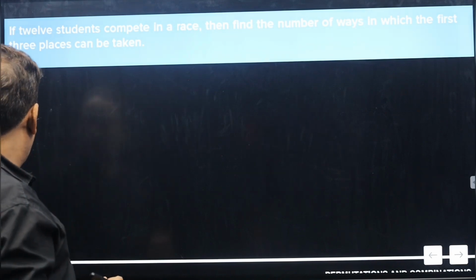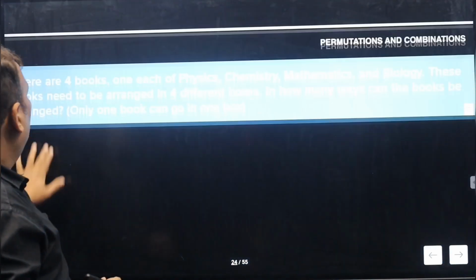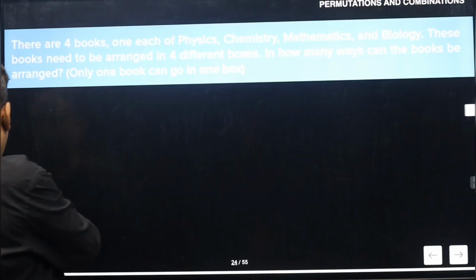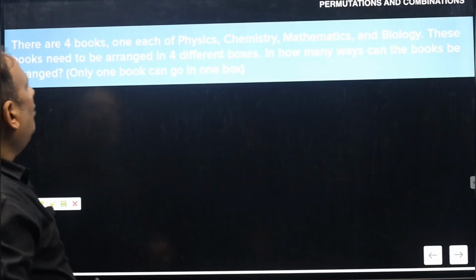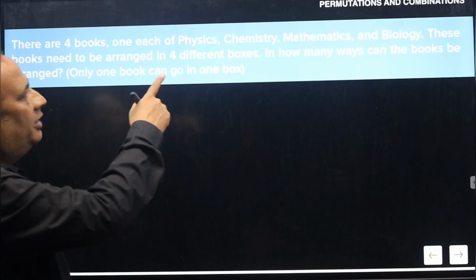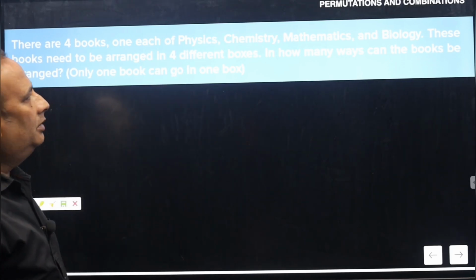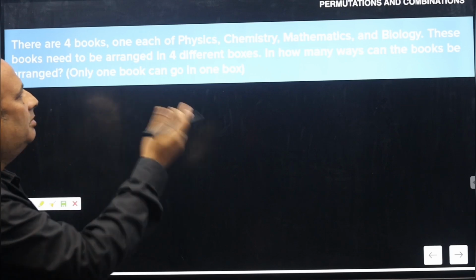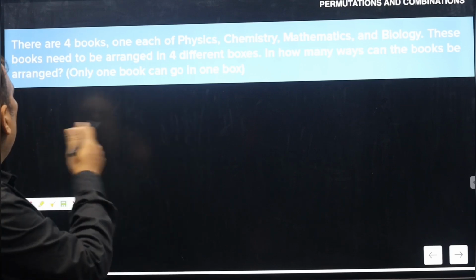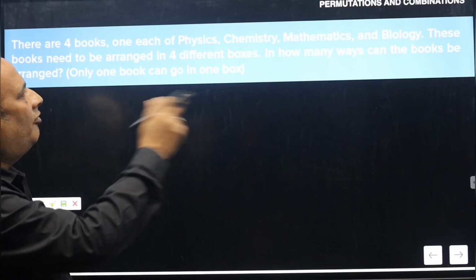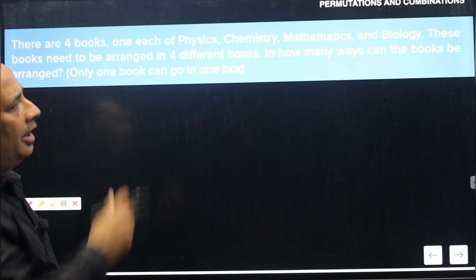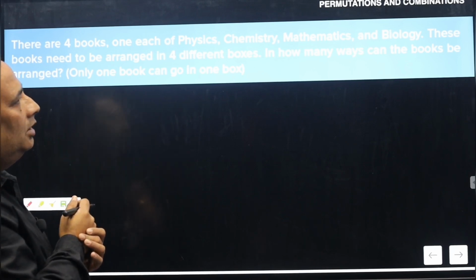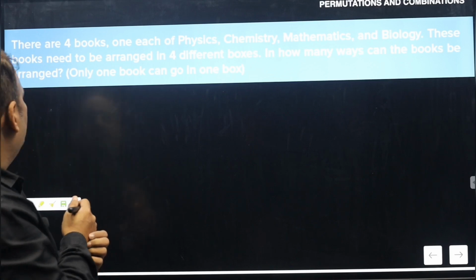Okay, let's take some more questions. Here you can also try yourself, an easy question. There are four books, one each of physics, chemistry, mathematics and biology. Four subjects and four books, one book for each subject. These books need to be arranged in four different boxes. In how many ways can the books be arranged?